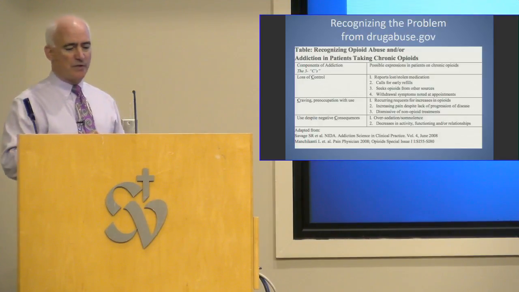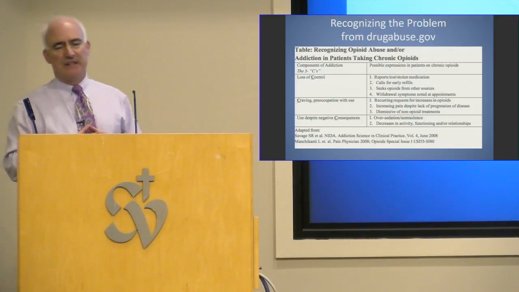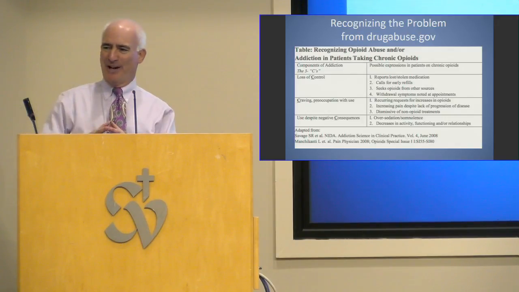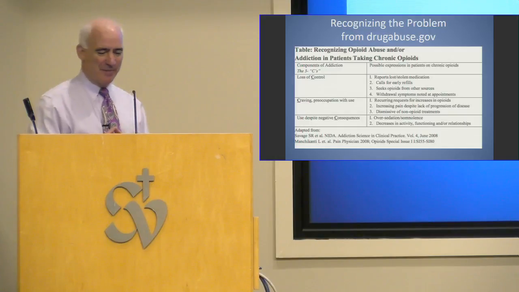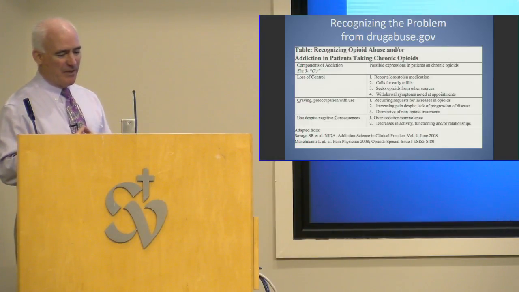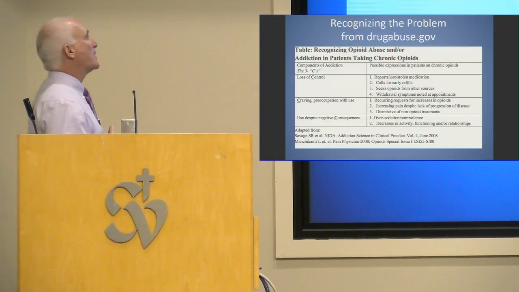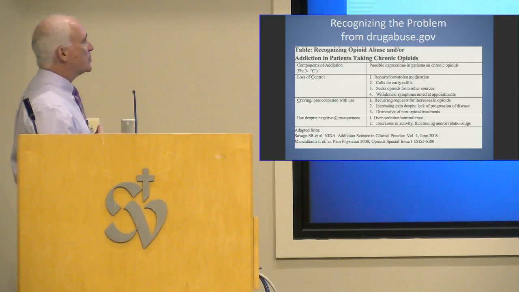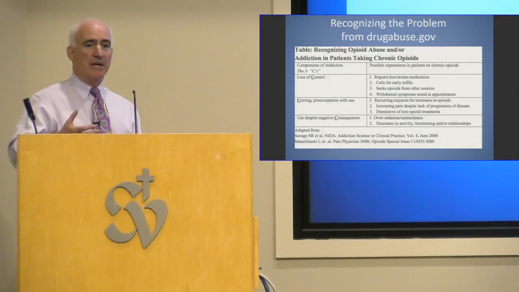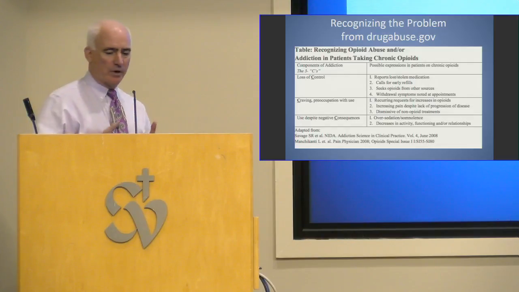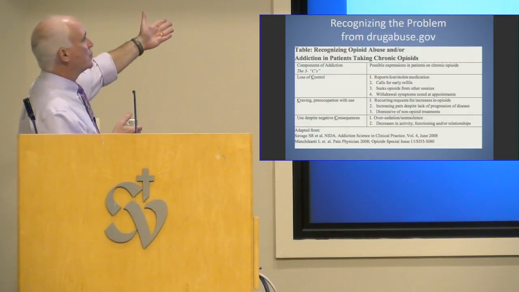Okay, so this is from drugabuse.gov. Again, the more you look for things, the more you find things you didn't know existed. They talk about the 3 C's in terms of trying to recognize opioid abuse or addiction in patients taking chronic opioids. In other words, they're on it. What are we worried about? So the 3 C's: loss of control.